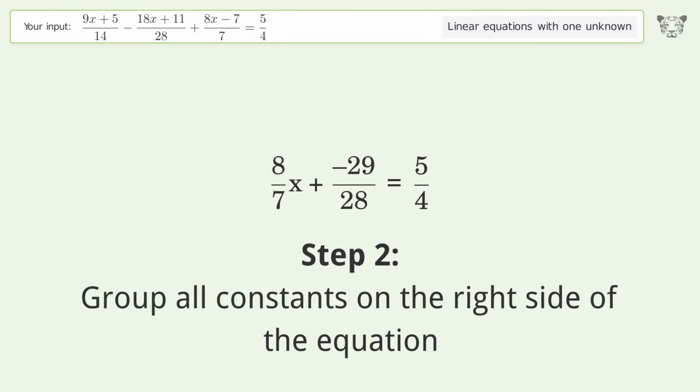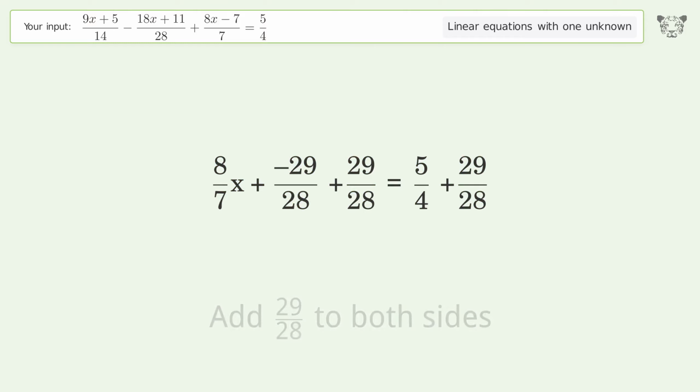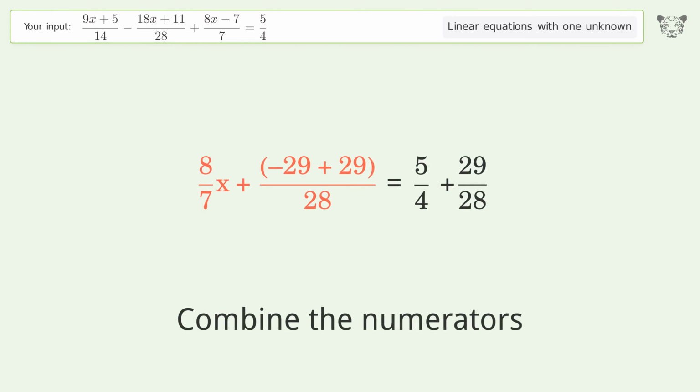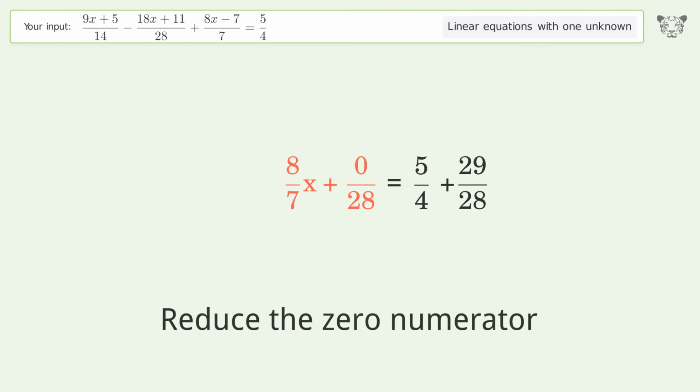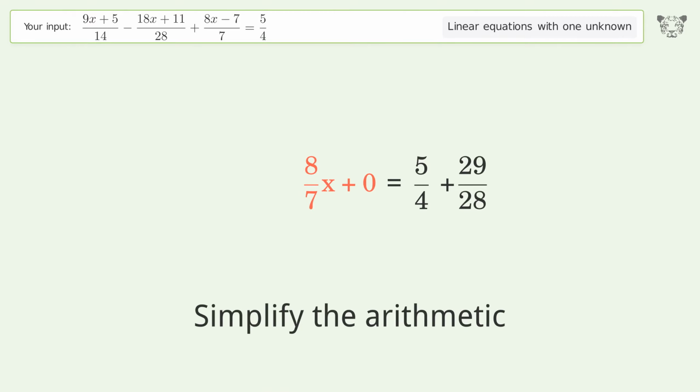Group all constants on the right side of the equation. Add 29/28 to both sides. Combine the fractions. Combine the numerators. Reduce the zero numerator. Simplify the arithmetic.